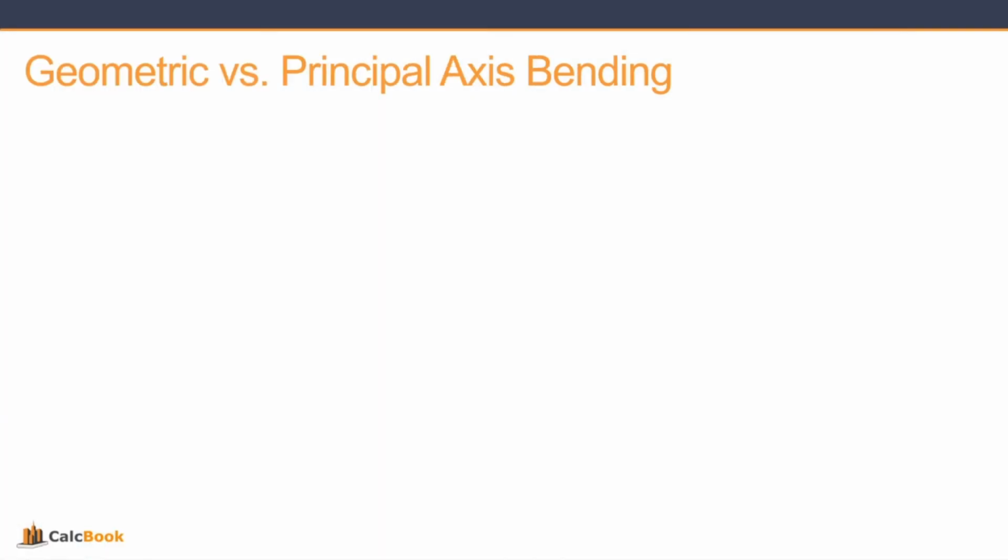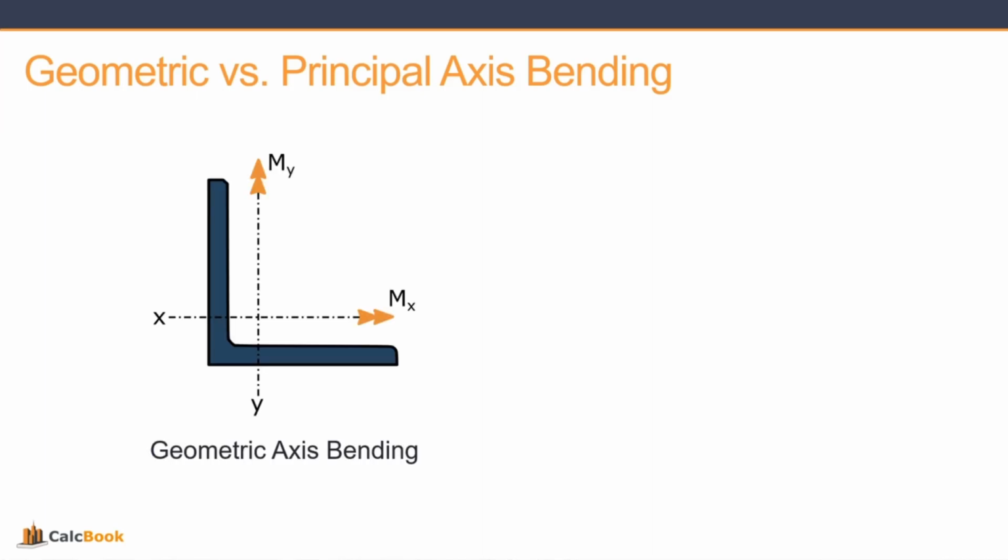So one of the biggest things to understand about single angles in flexure is the difference between geometric and principal axis bending. When we talk about geometric axis bending, we talk about bending that shape about its geometric axes. This typically happens when you have bracing along the entire length of the angle, which allows it to bend about its geometric axis.